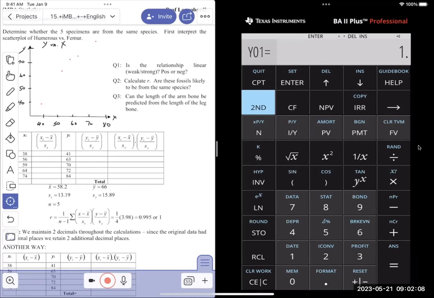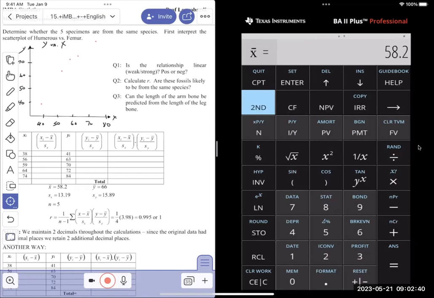So y was 41, enter down. I put in the next x, 56, enter down, and the next y, 63, enter down, and 59, enter down, 70, enter down, 64, enter down, and 72, enter down, 74, enter down, and 84, enter down. And then I ask for the second stat.